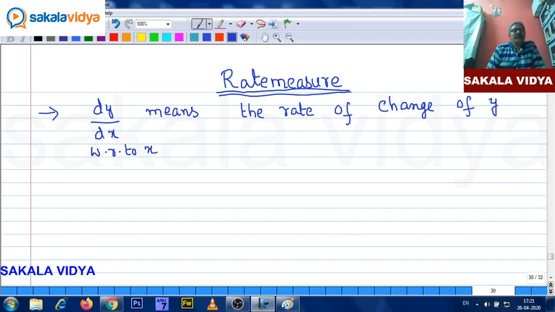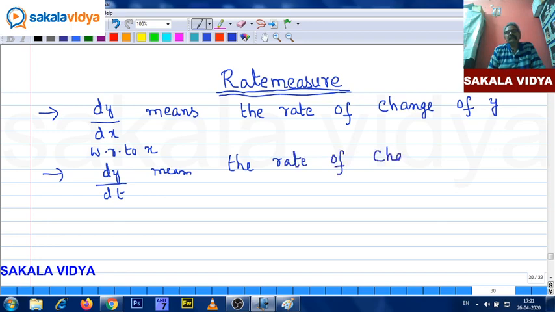Dy by dx means the rate of change of y with respect to x. For example, if you write dy by dt, what do you mean by dy by dt? It means the rate of change of y with respect to t. T may sometimes be time.